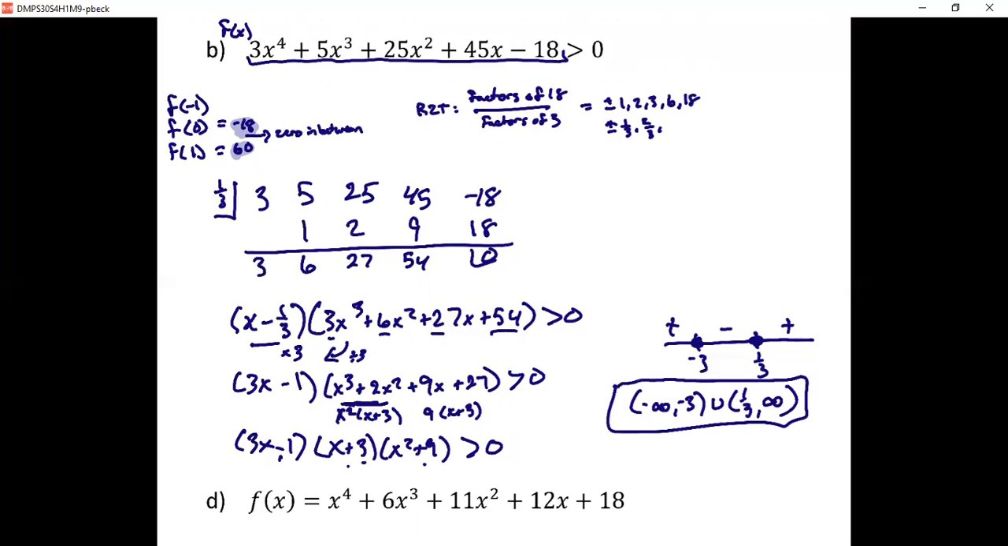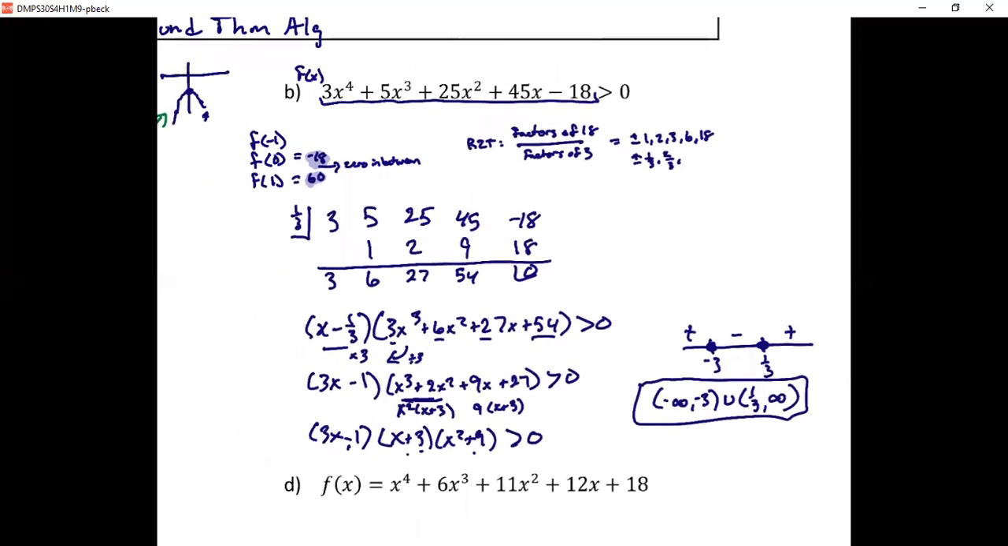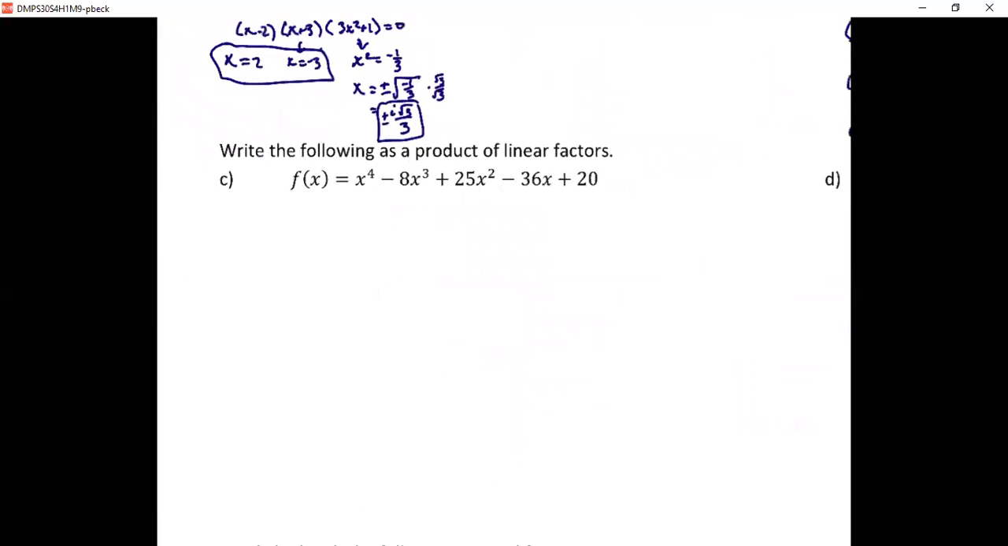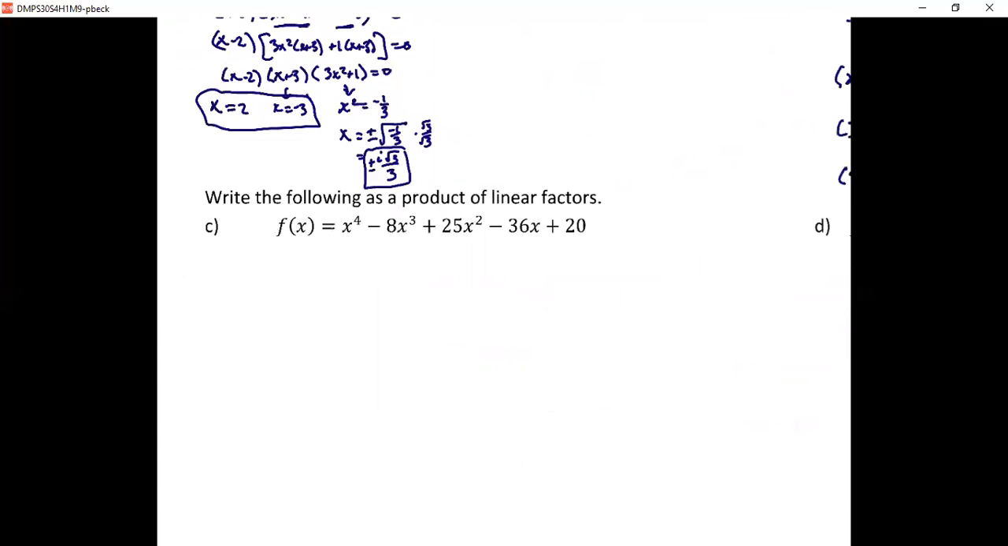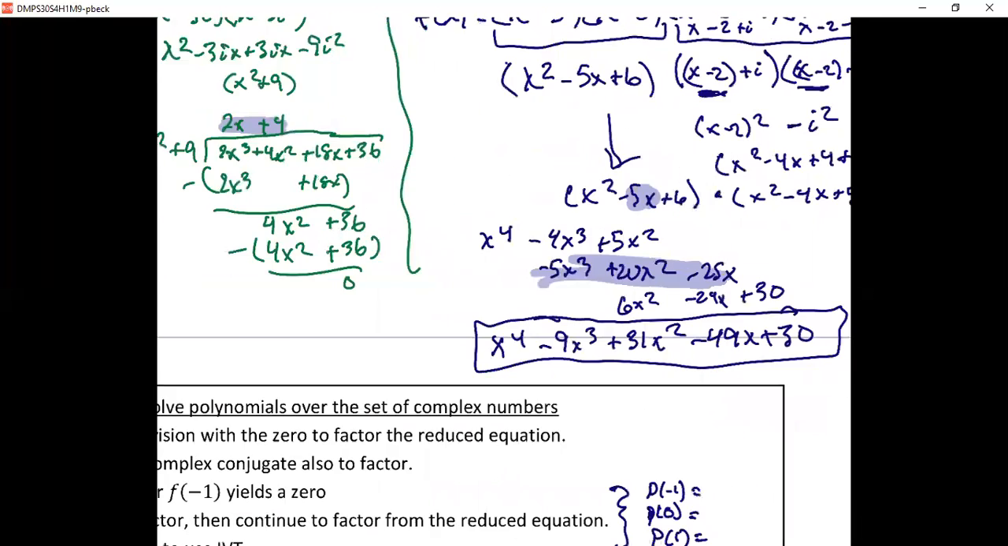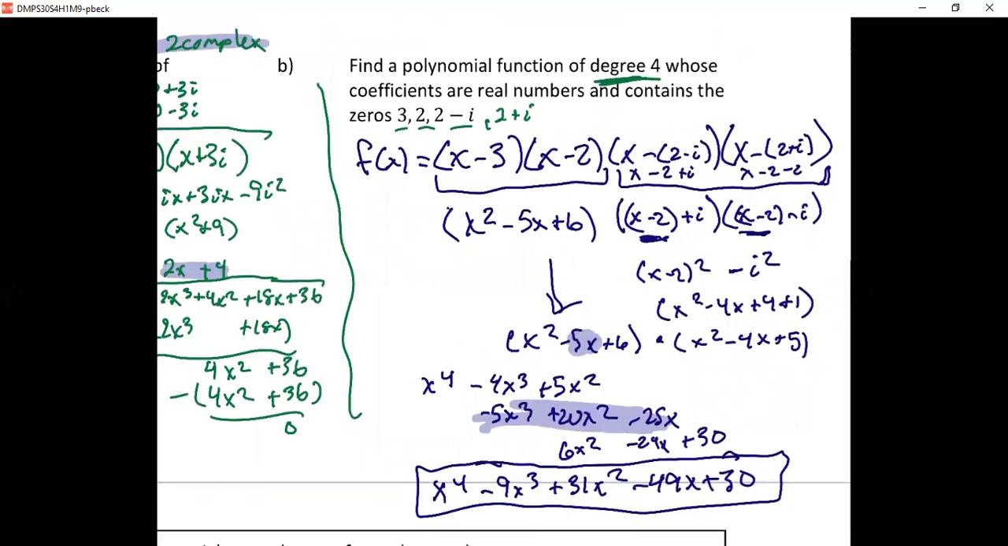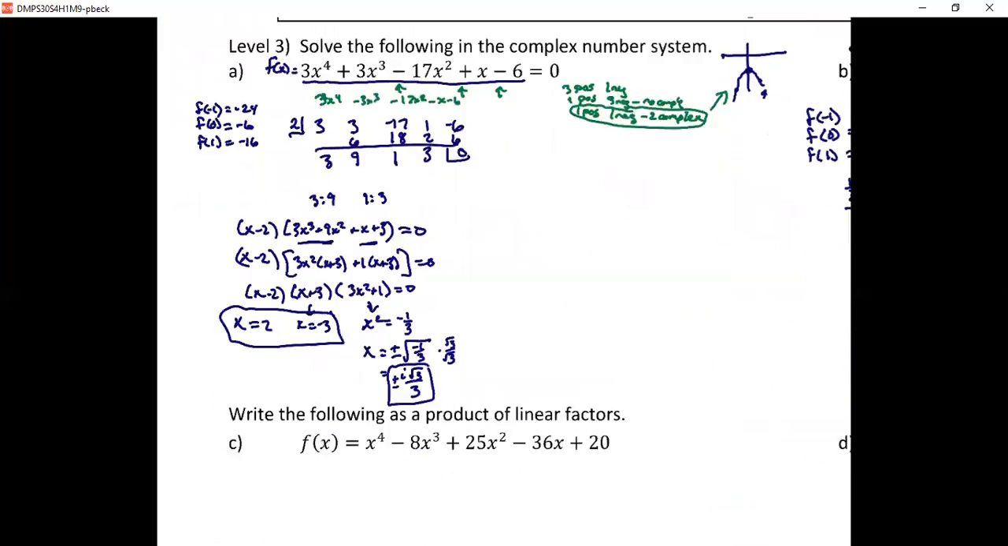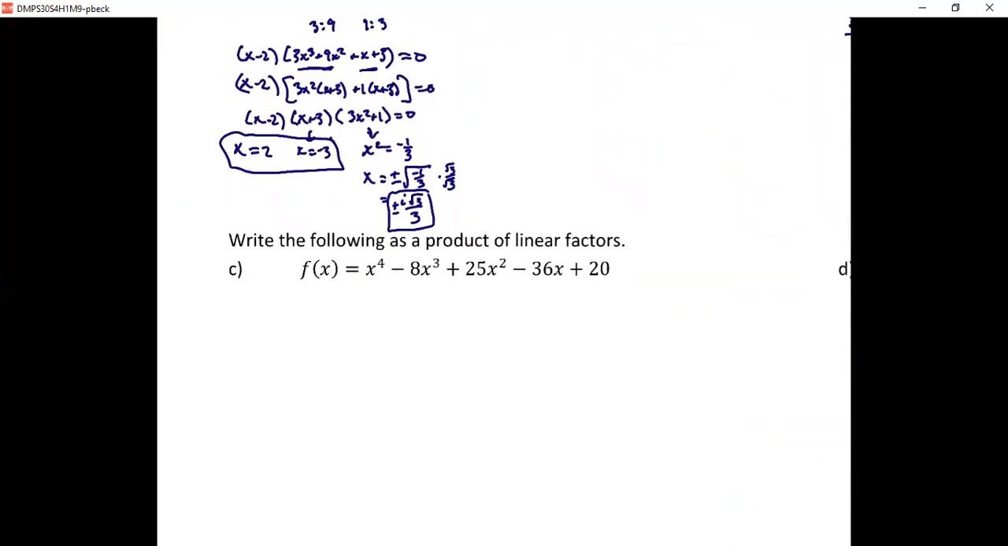So there's some 4.4 review built into a lot of the problems that we're doing here. All right, next one. Write the following as a product of linear factors. So this problem is really the reverse of the problem that we did up here. So what's our goal? Our goal with this problem is, let's go ahead and factor completely.